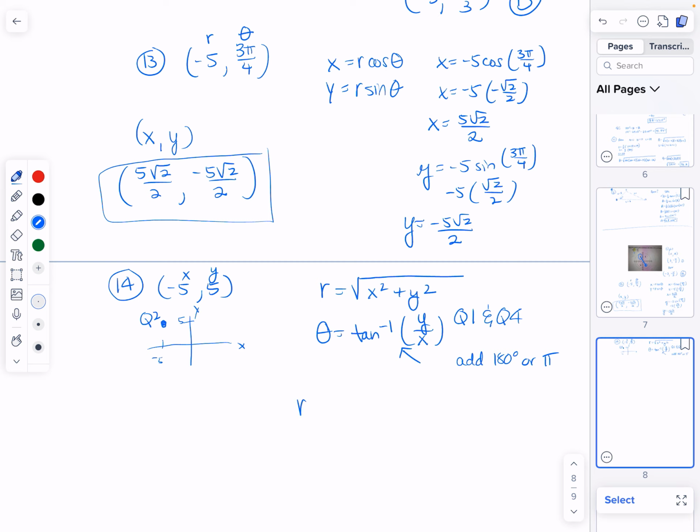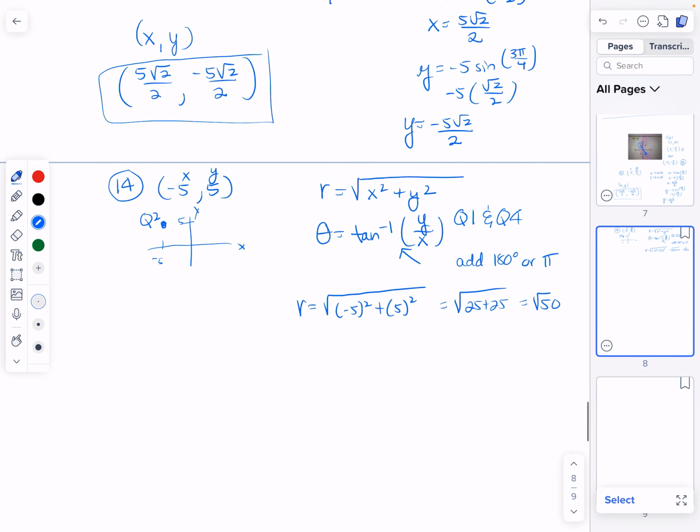Okay, so let's go after r. Square root of negative 5, which is x squared, plus positive 5, which is y squared. So this becomes 25 plus 25 under the radical, which is the square root of 50. Okay, so r is good. Now theta, inverse tangent of y, which is positive 5, over negative 5, which is x. When I do that, I get negative 1.